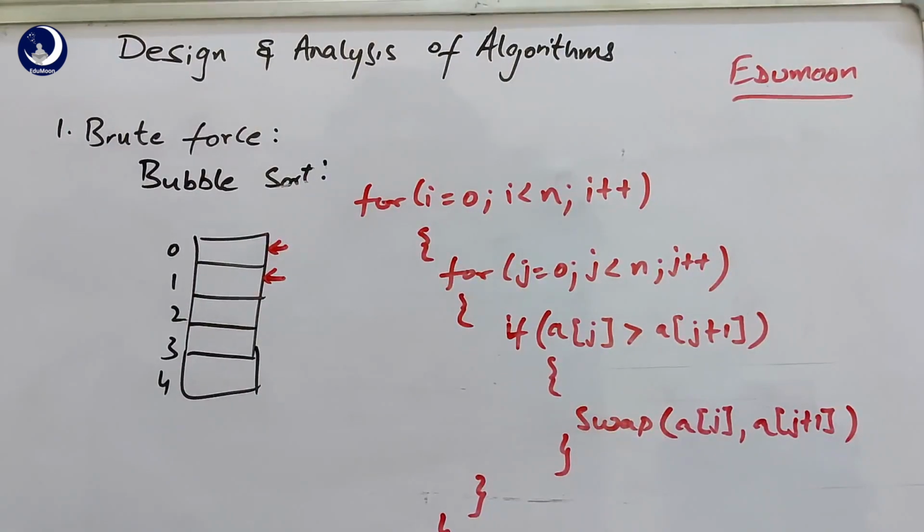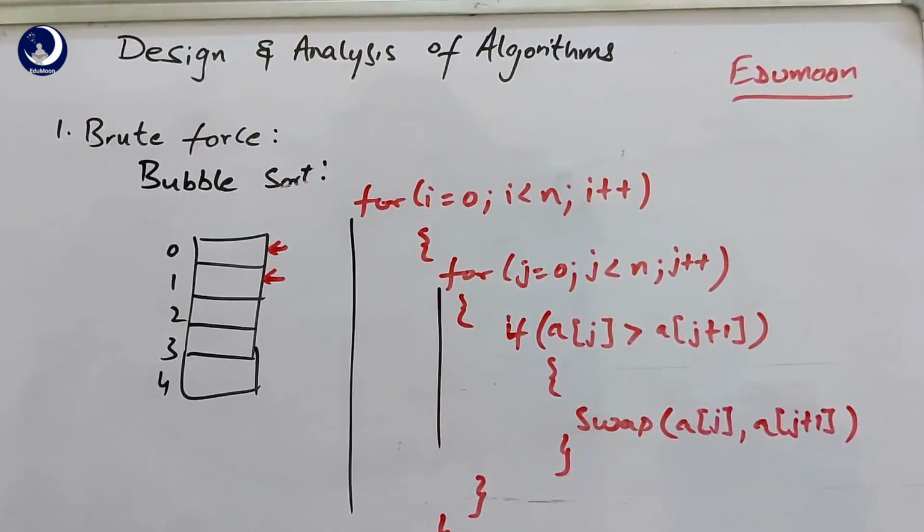So the time complexity for this one is, you can see that the inner loop is going to run for n times, and the outer loop, which is written there with the i value, again runs for n times. So the time complexity for this bubble sort algorithm is big O of n square. So this is how the bubble sort works.